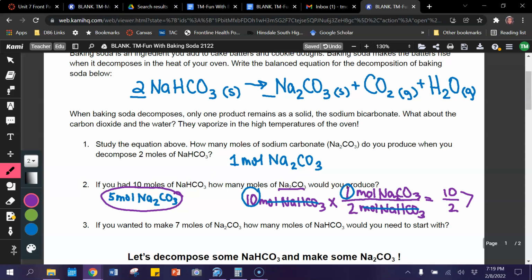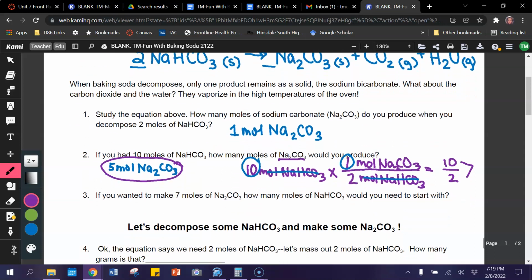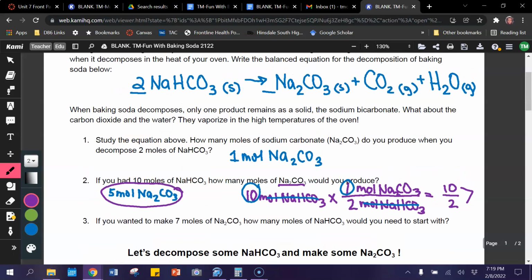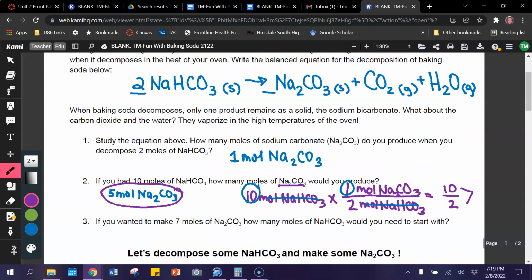So you can solve some of these using logic. Now, let's say that you wanted to make 7 moles of sodium carbonate. We need to know how many moles of sodium bicarbonate you would need to start with. And once again, since however much sodium carbonate you want is half of how much sodium bicarbonate you need to start with, your answer here should be 14. But let's just go through the math.